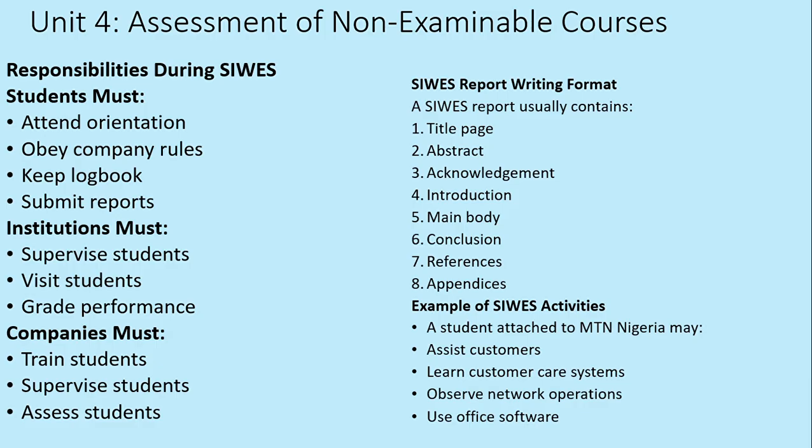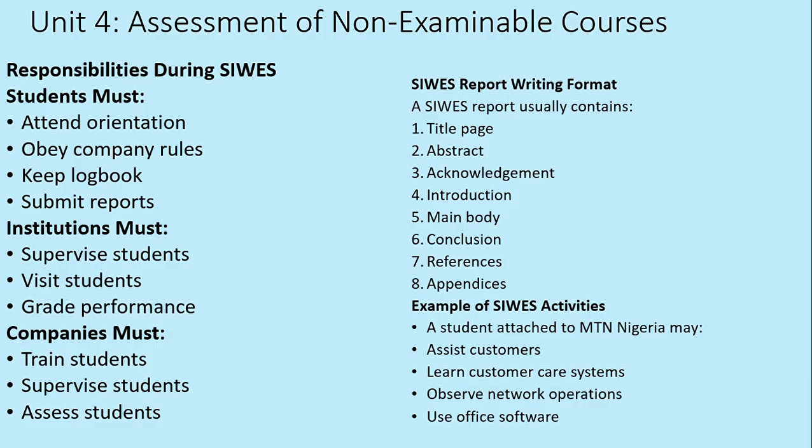Then the responsibility of the companies. The companies must train students. They must supervise students. And they must assess the students. You are there for training, so they must train you. At the same time, while training you, they must supervise you so that you will not do the wrong thing. And when you do the wrong thing, they will be able to correct you. Then they should be able to assess the student, like test you, give you a simple examination rather.